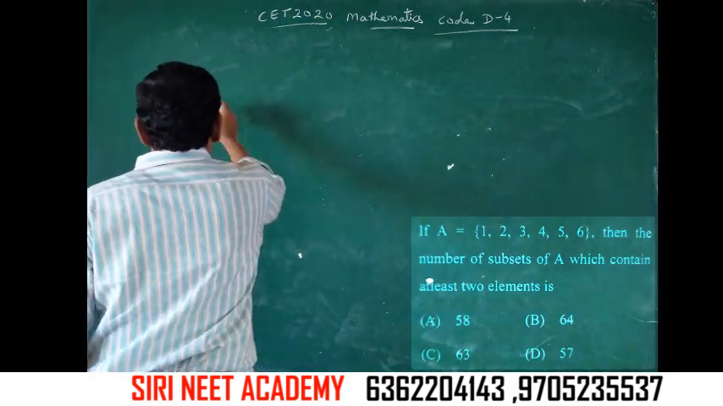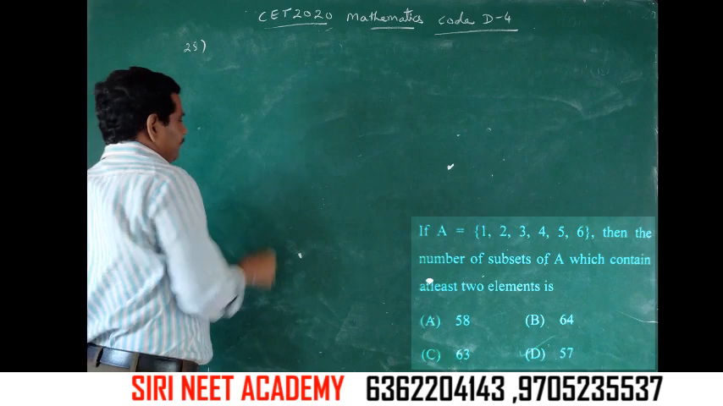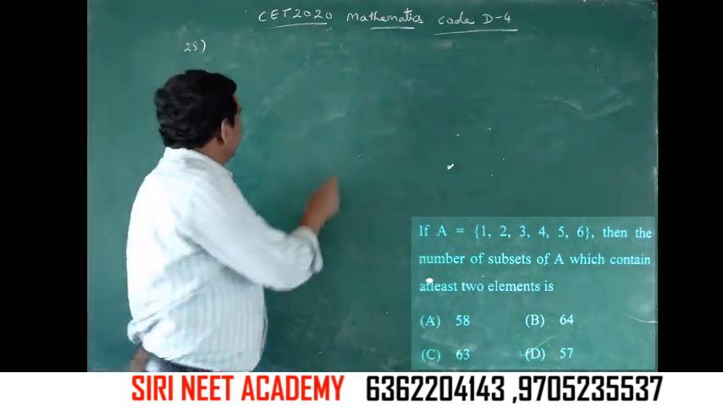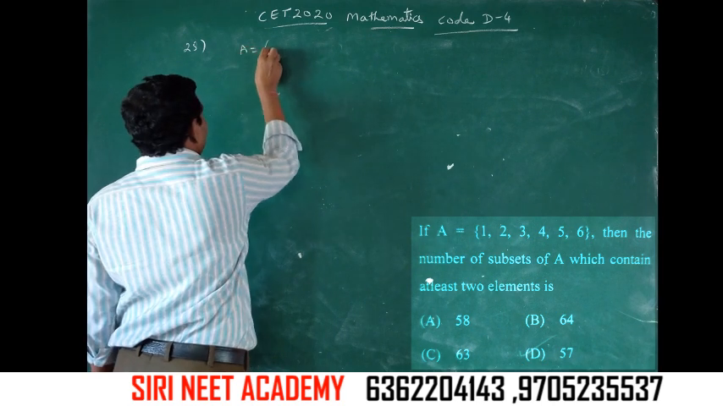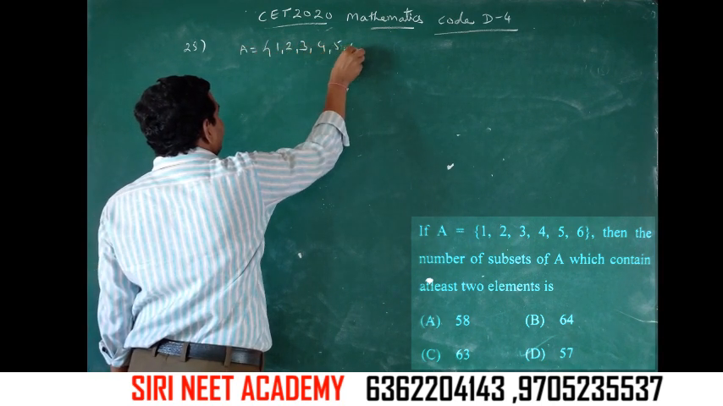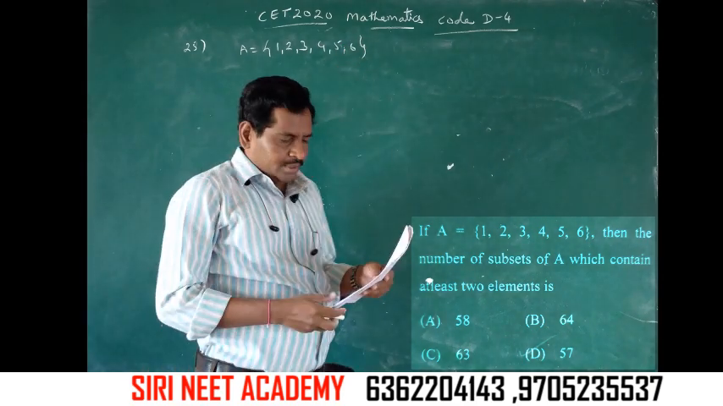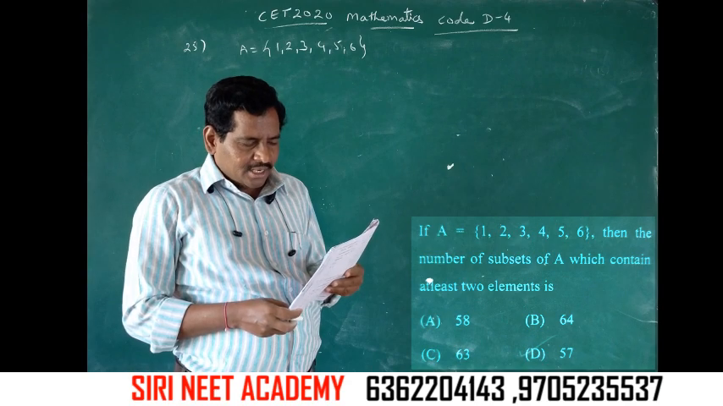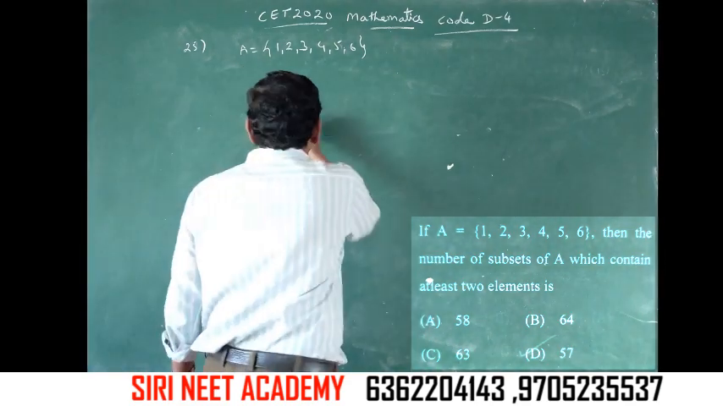Number 25. A is equal to the set of 1, 2, 3, 4, 5, 6. Then the number of subsets of A which contain at least 2 elements.